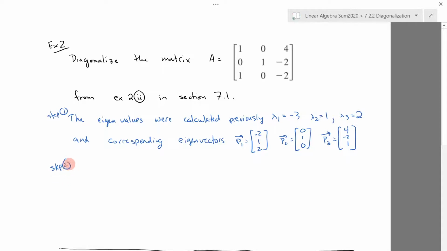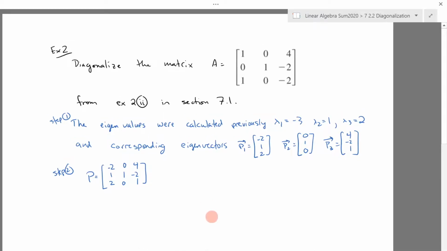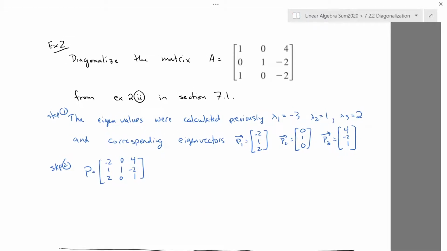Step 2: I form my matrix P by taking the eigenvectors as columns. So -2, 1, 2, then 0, 1, 0, then 4, -2, 1. Now to obtain the diagonalization, we just do P inverse AP.